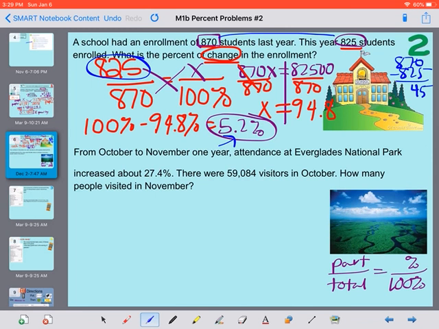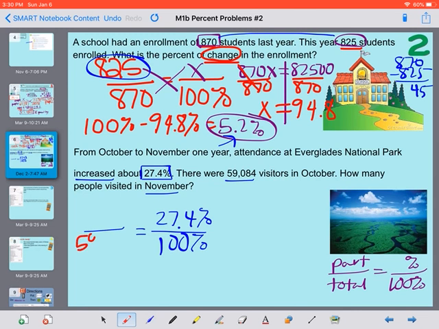So next it says from October to November, attendance at Everglades National Park increased by about 27.4%. There were 59,084 visitors in October. How many people visited in November? So we know it went up 27.4%. So we know that's our percentage, the part that it went up, out of 100% total always. And we know the total at the time was 59,084. We want to know what number represents 27.4%. How many people is that?